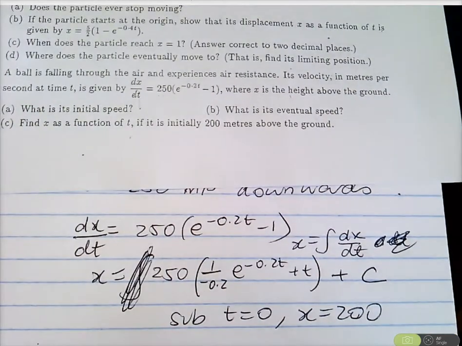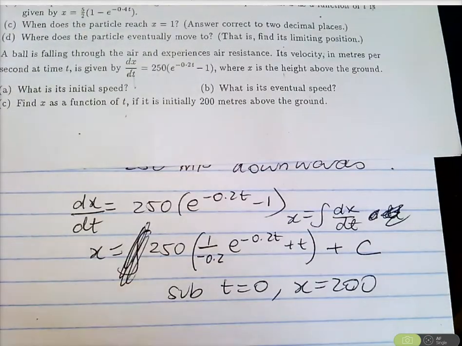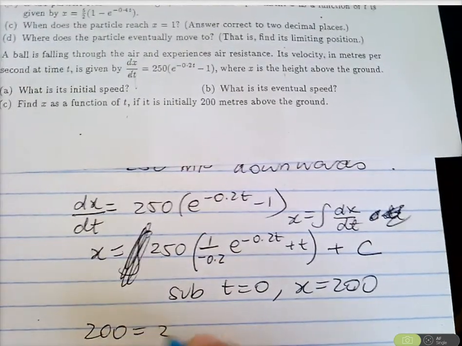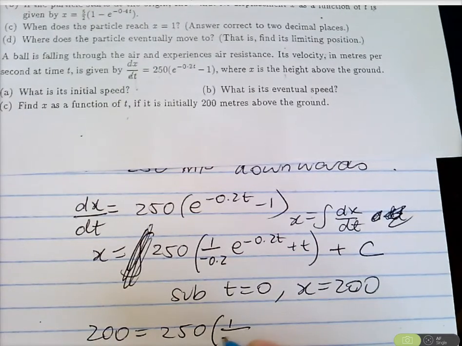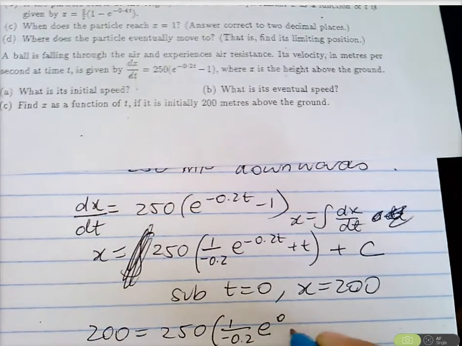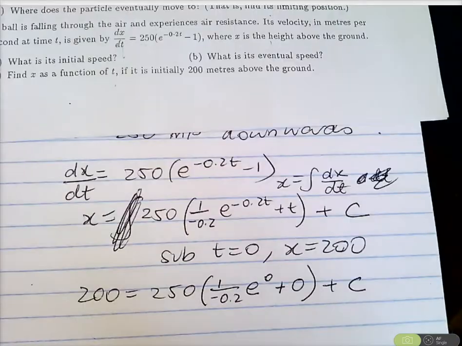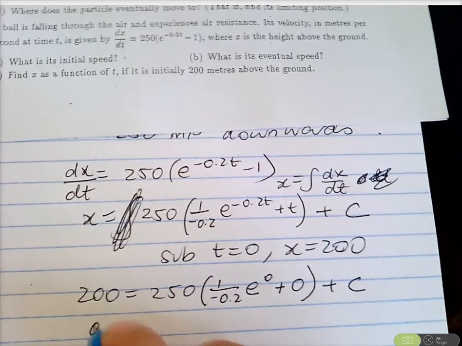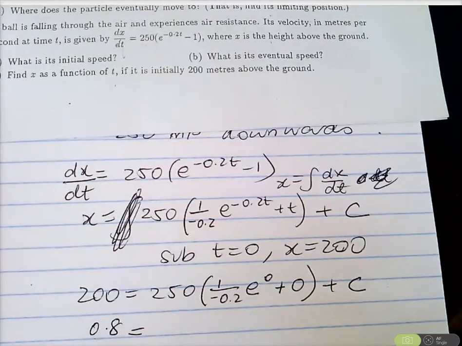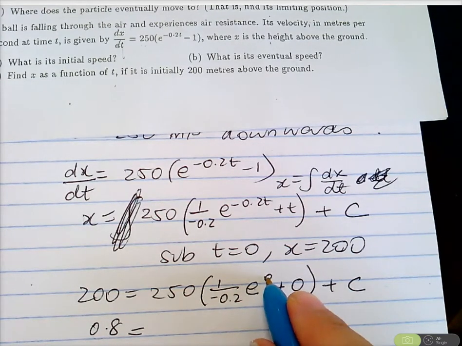I was sort of looking for that in the part before, but there was nothing. So therefore, 200 is 250, 1 over negative 0.2 e to the 0 plus c. What's 200 on 250? It's 4/5, which is 0.8. E to the 0 is 1.